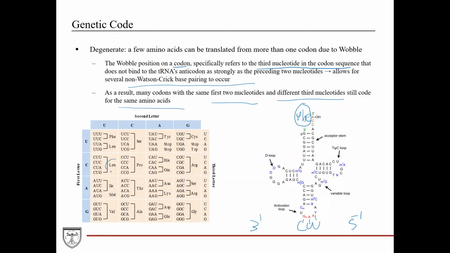Again, a good example here is leucine. So you can see here, CU, CU, CU, and so on. They're all the same first two nucleotides. However, the third nucleotide is different in all of these codons, but they still all code for leucine. Same thing here with valine. All these are GU, GU, GU, but then they all have a different third nucleotide, but they all code for valine. And that's because of this wobble, and that's because this third nucleotide base pair is not as strong as these first two.